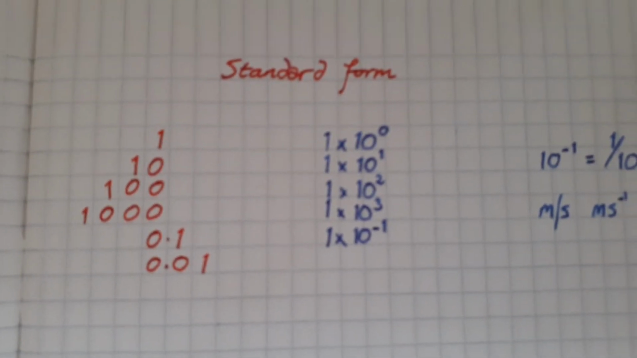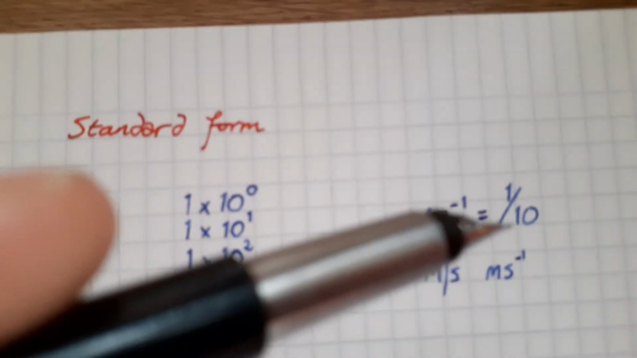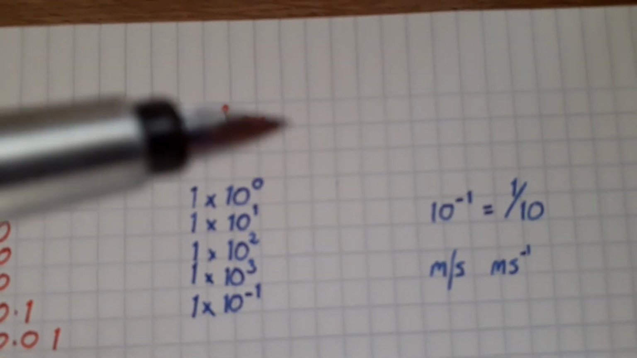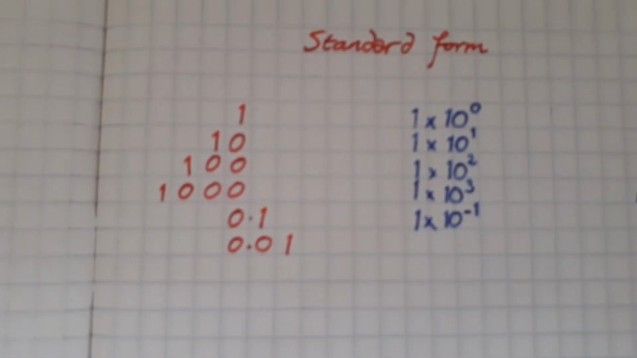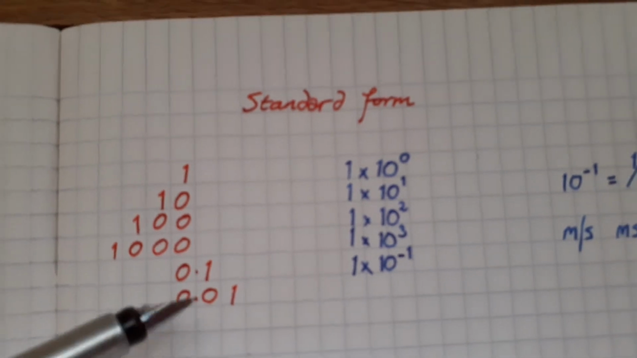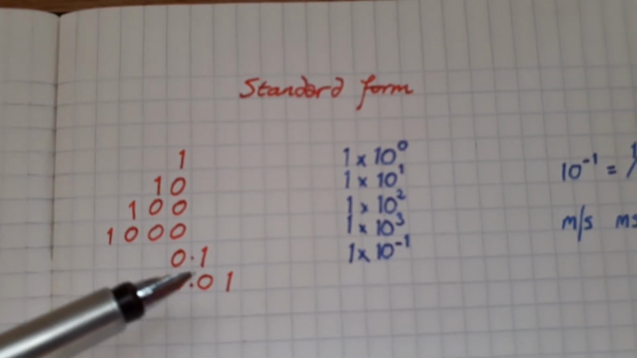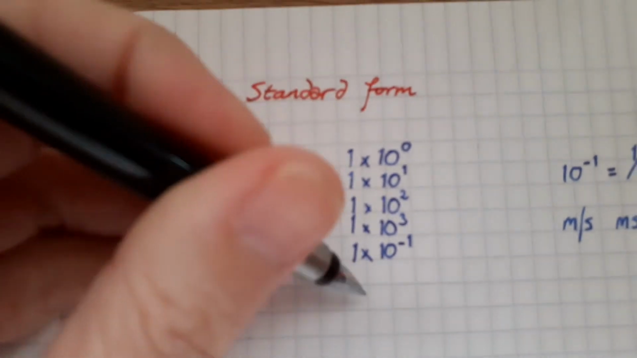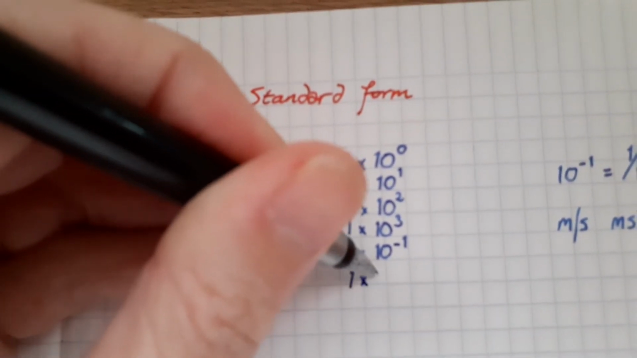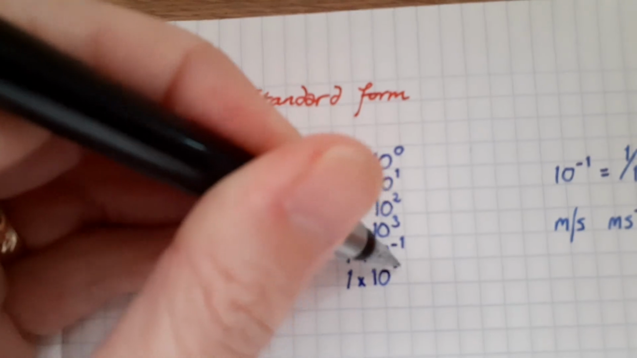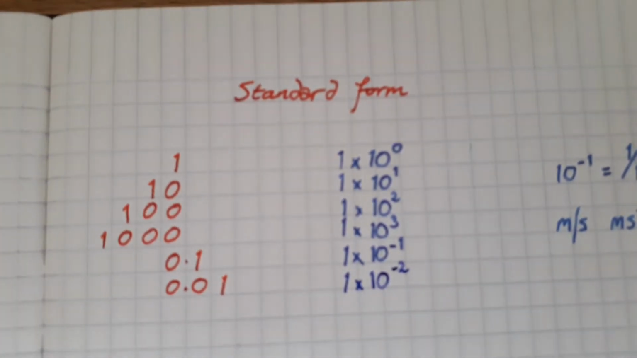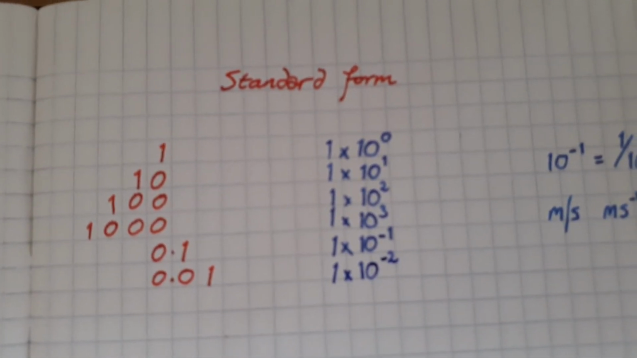Okay? So anything times by a tenth moves it over one space to the right. So 0.1. We have added 2 zeros in front of this one. We've moved it 2 places to the right. It's going to be 1 times 10 to the minus 2, because we've moved it 2 places over.